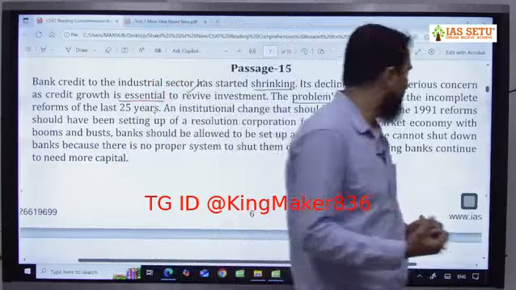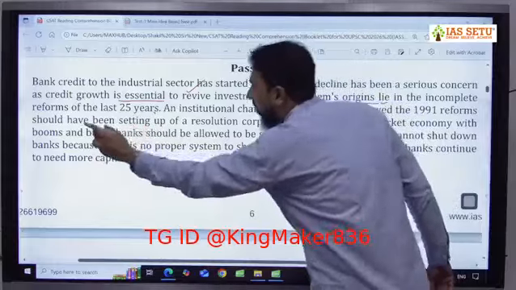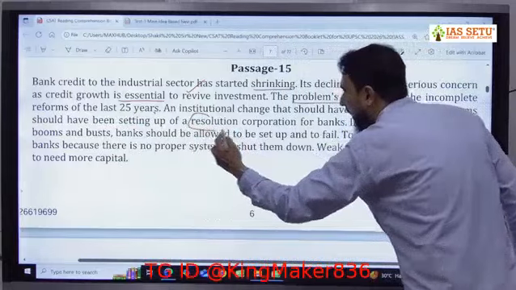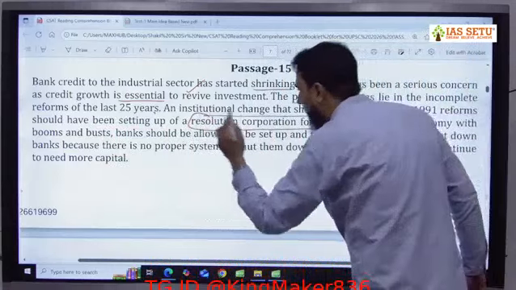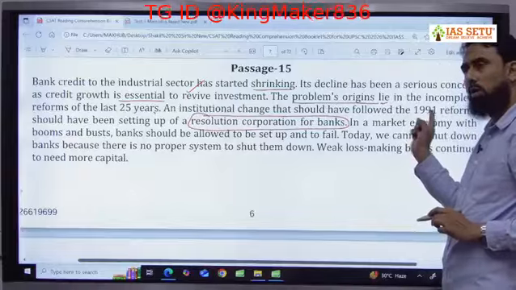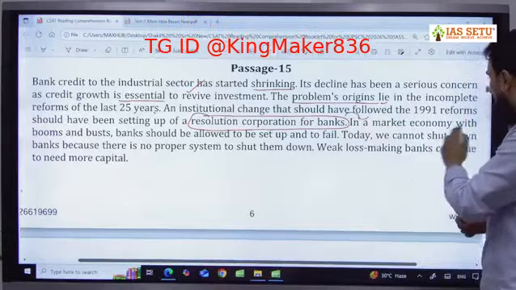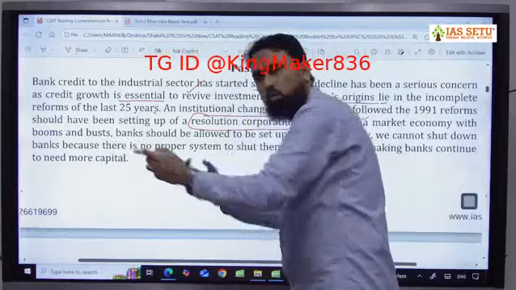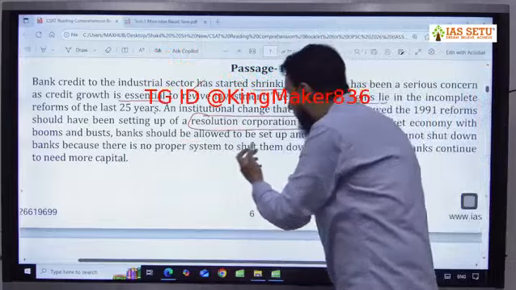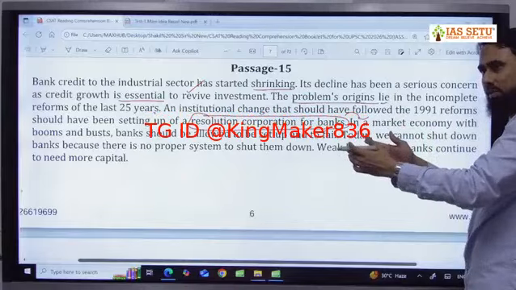What is the origin? He says an institutional change that should have followed the 91 reforms should have been the setting up of a resolution corporation for banks. This was not set up, it was not made. This resolution corporation for banks was not established with the 1991 reforms. So what is the effect of this in a market economy with booms and busts? Everybody knows, sudden growth, sudden fall. Banks should be allowed to be set up and to fail. It should be allowed, so a proper mechanism should be there for them.